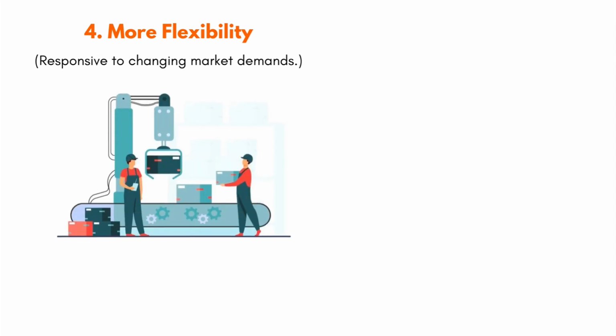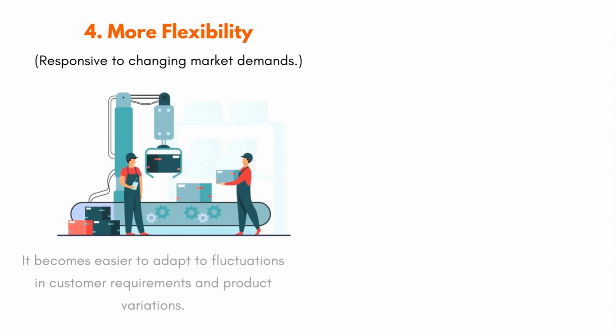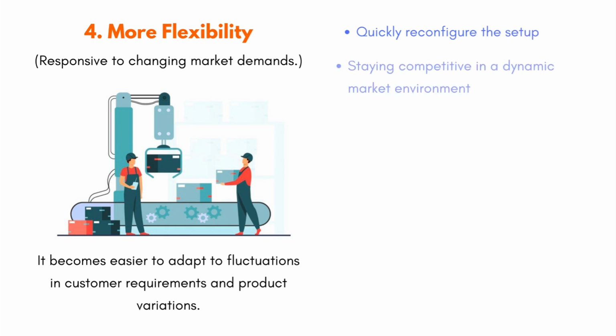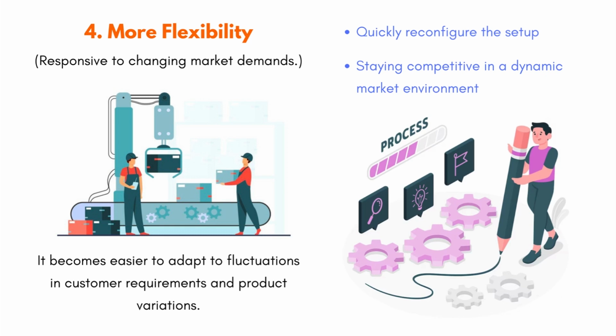Furthermore, an efficient manufacturing setup enables companies to be more flexible and responsive to changing market demands. When the production process is well organized, it becomes easier to adapt to fluctuations in customer requirements and product variations. Companies can quickly reconfigure the setup to accommodate new products or make improvements, staying competitive in a dynamic market environment.